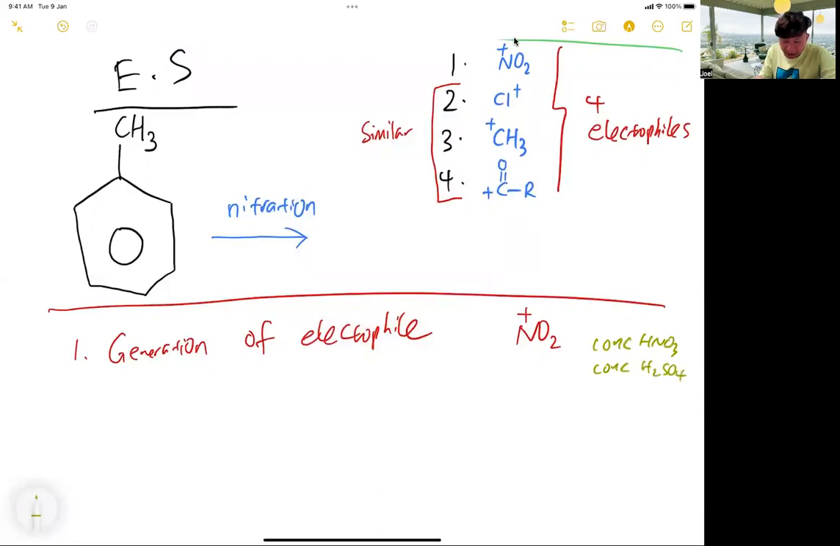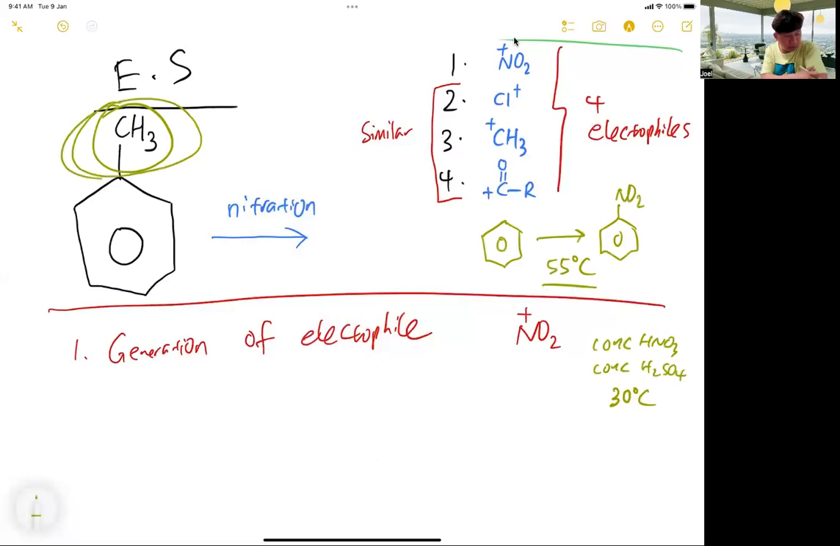Because there's a methyl group, now it's at 30 degrees. If there's no methyl group, it's 55 degrees Celsius. Why, with the presence of a methyl group, do I need a lower temperature only? Without a methyl group, it's 55. That means if I do nitration with plain benzene, I substitute the NO2 at 55 degrees. But with a methyl group, it's at 30. So the methyl group makes the benzene ring more or less reactive?